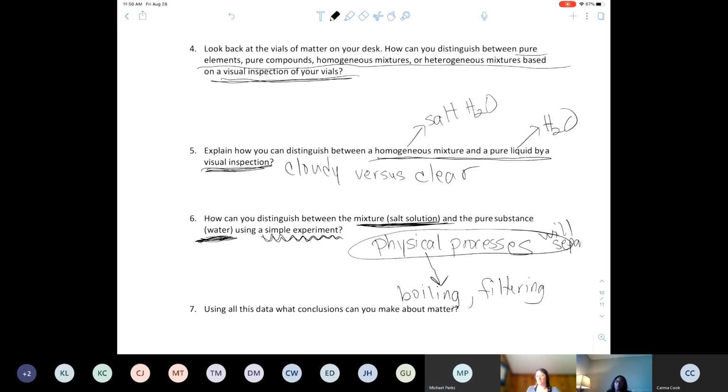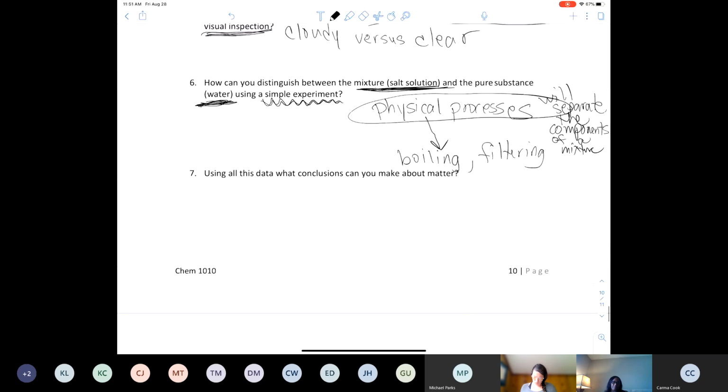So physical processes will separate the components of a mixture. If you indeed have a mixture of salt and water, you can either boil the substance and all the water will evaporate and you'll have the salt left in your container, or you can filter. The salt will get trapped in the filter paper, the water will pass right on through. But if it's just pure water, then you're not going to notice any salt being trapped in the filter paper. And when you boil, your container would just be boiled dry. There won't be any salt left over in the container.